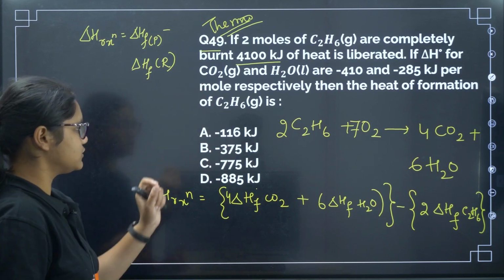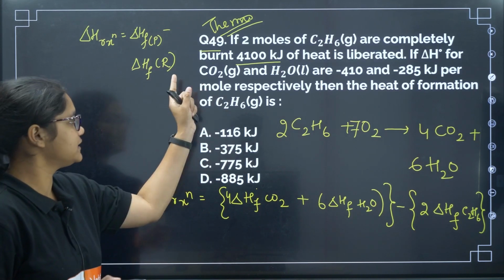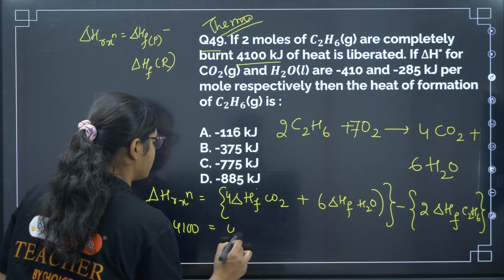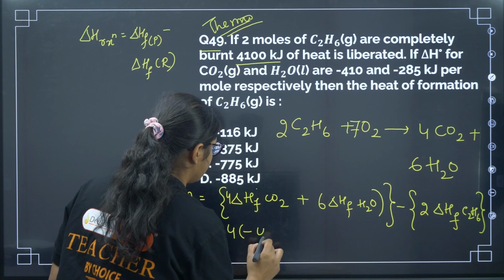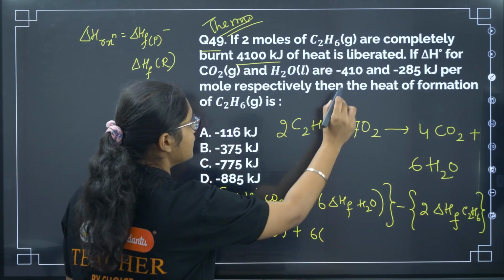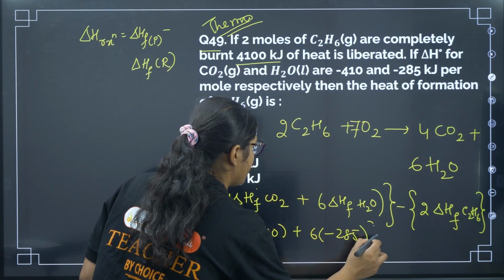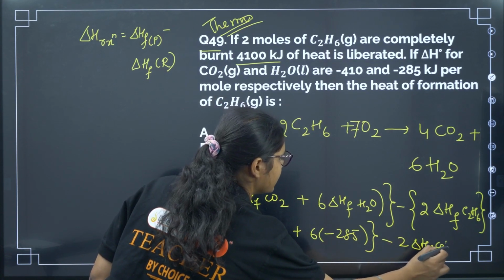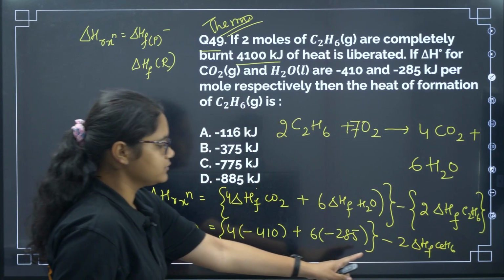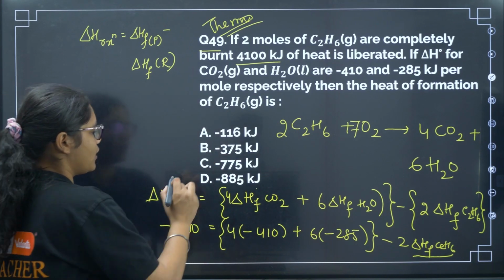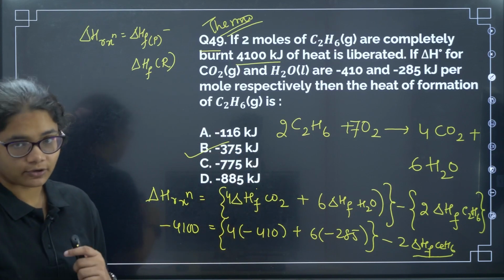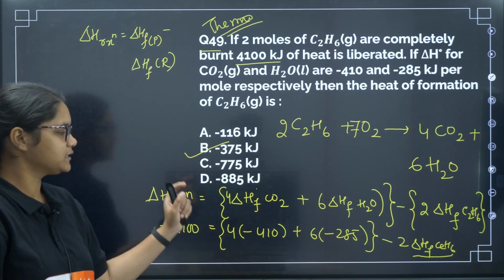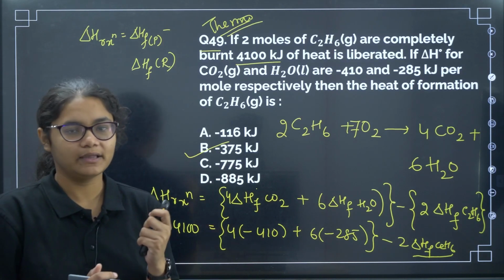Now this value is given 4,100 kilojoules, but you have to remember that energy is liberated is mentioned, right? So you must take it as minus 4,100 is equal to 4 into carbon dioxide is minus 410 plus 6 times into minus 285, okay, and then equal to 2 times of delta H of C2H6, right? So now you solve this value, C2H6 value, you can solve it. The answer you will be getting around is minus 375 kilojoules. This simple multiplication and addition calculation is there. You need to give little time in this question. So the correct answer for this question will be option number B.